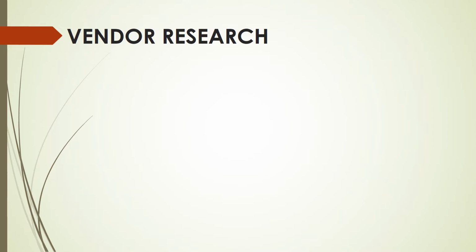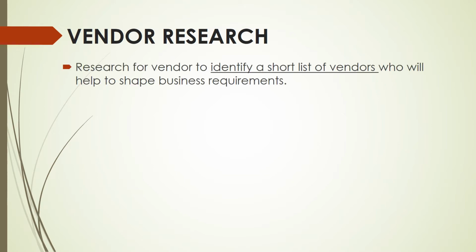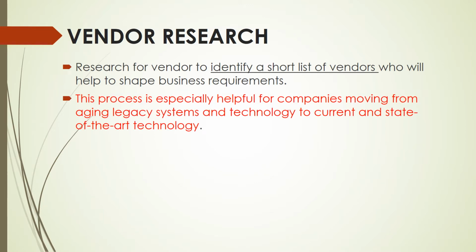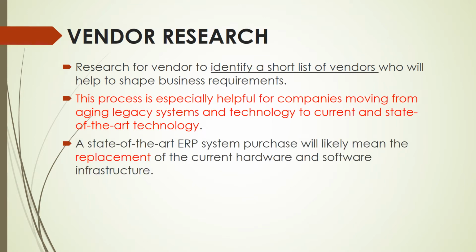Vendor research. The first step in selecting an ERP system is generally to research vendor ERP systems in the market to identify a short list of vendors who will help to shape business requirements. This process is especially helpful for companies moving from aging legacy systems and technology to current and state-of-the-art technologies. A state-of-the-art ERP purchase will likely mean the replacement of the current hardware and software infrastructure.